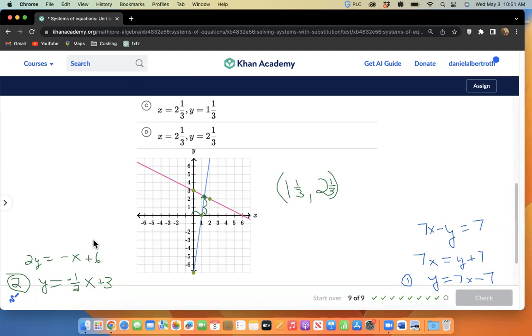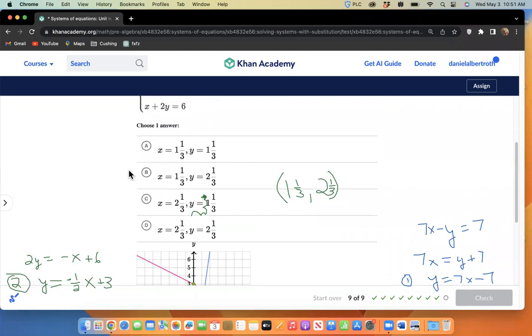I'm going to look for the answer that matches that most closely. And it's looking like answer B. X is 1 1/3, y is 2 1/3. That's the only one of these that kind of gives you that right solution.